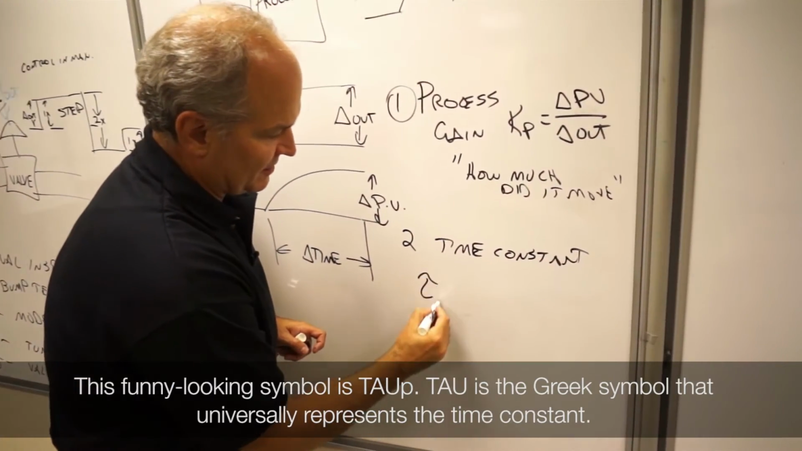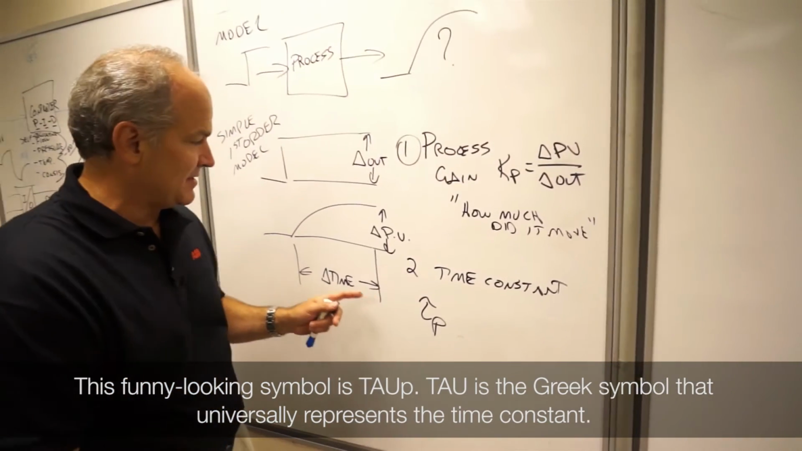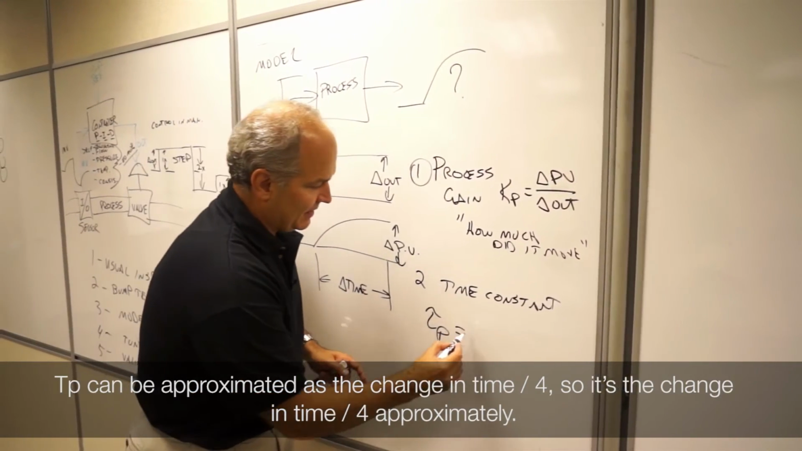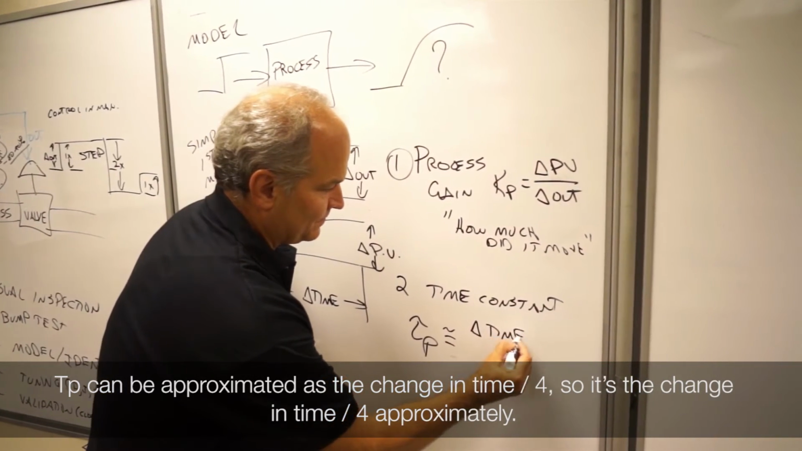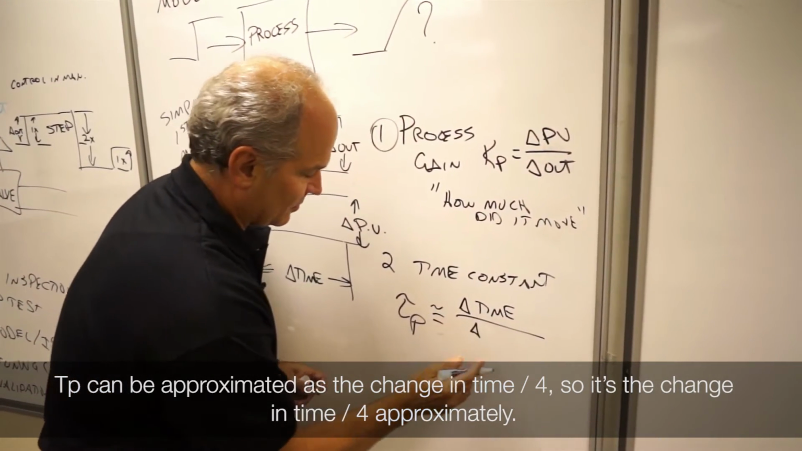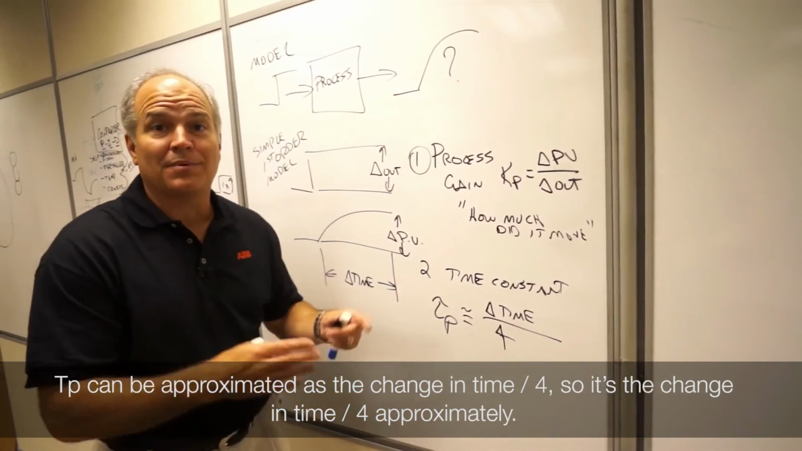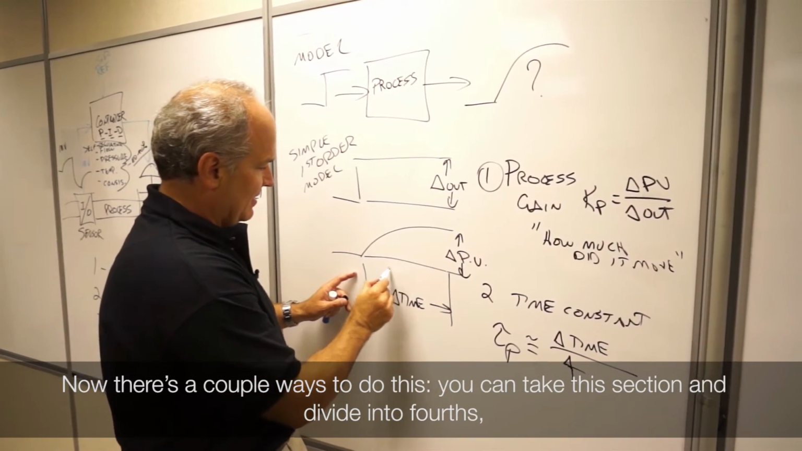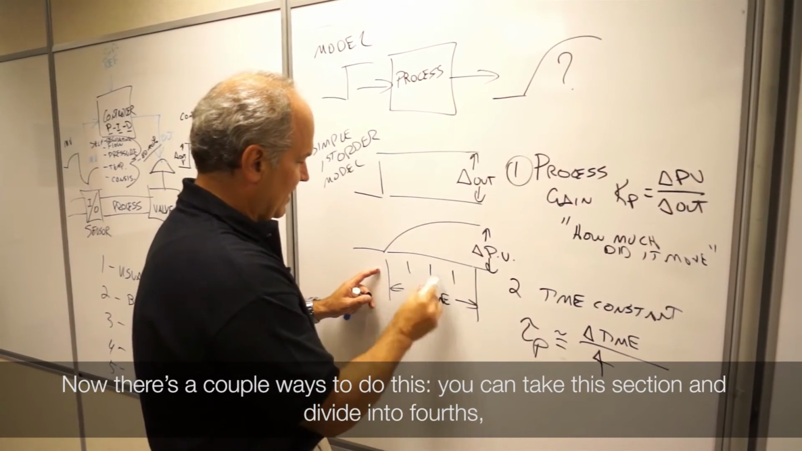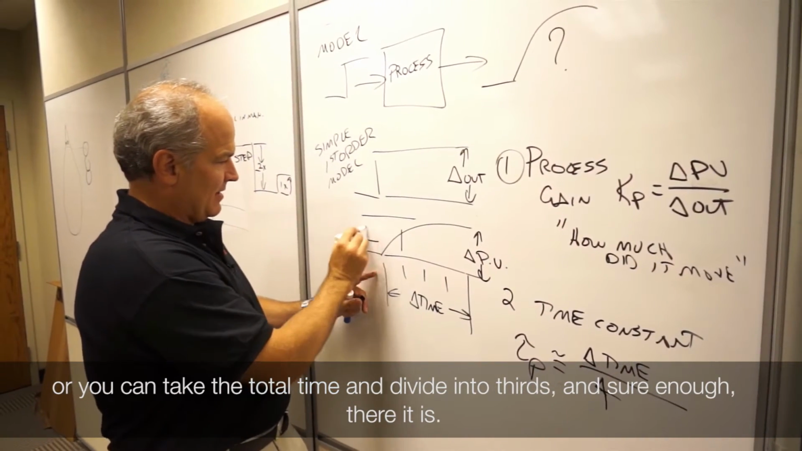That thing's got this funny looking symbol, tau sub p. Tau is a Greek symbol that universally represents the time constant. Tau sub p can be approximated as the change in time over 4. So it's the change in time over 4 approximately. Now there's a couple ways to do this. You can take this and divide it into fourths, or you can take this total time and divide it into thirds.